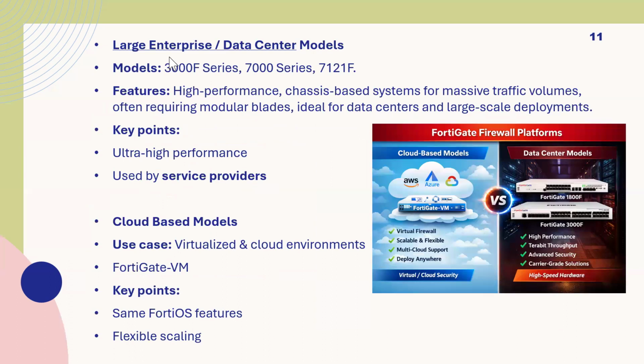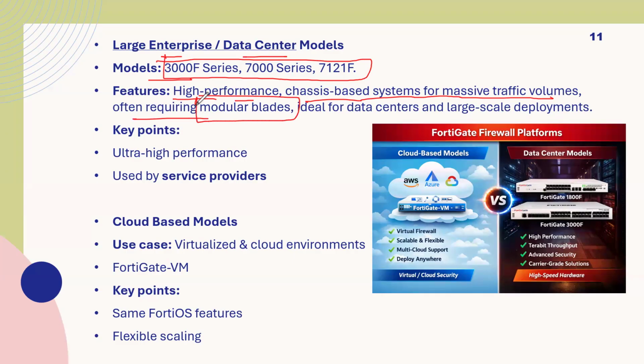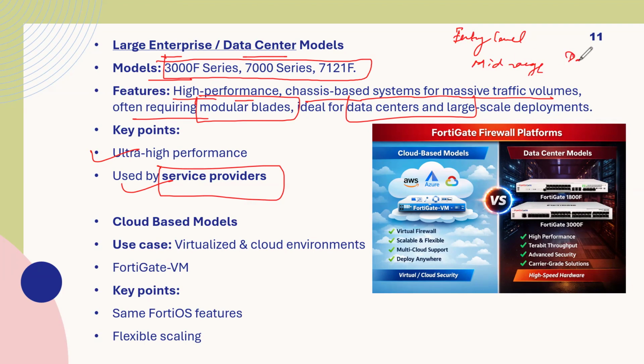Then we have the large enterprise and data center models. These types of models will be preferred in the data center. They provide features like high performance, and chassis-based systems for massive traffic volumes, often requiring modular blades, ideal for large-scale data centers. In this category, some are used by service providers and data centers. So one is for entry level, one is mid-range, one is for data center and service provider, and one is cloud-based.